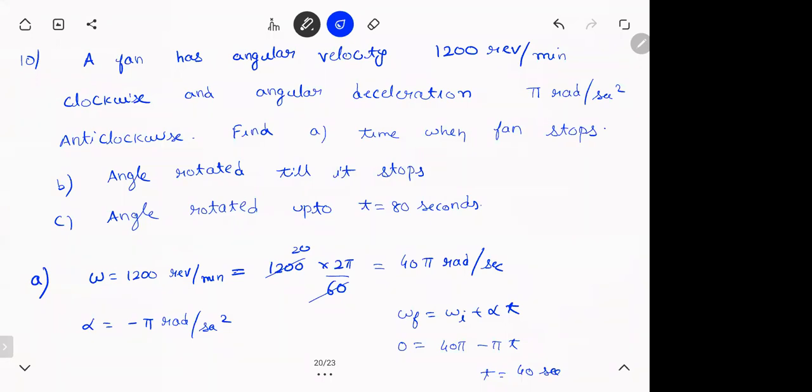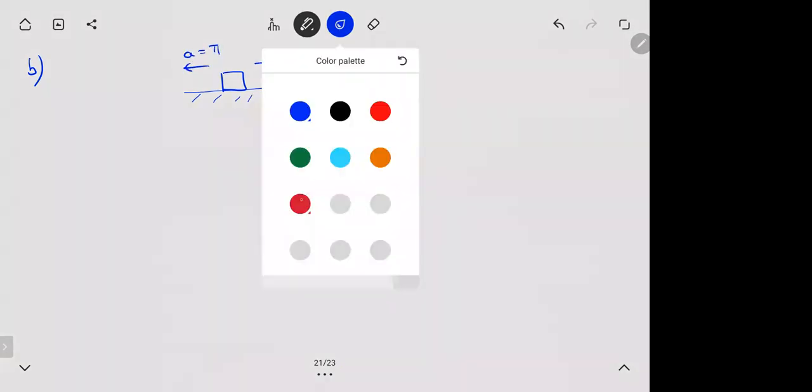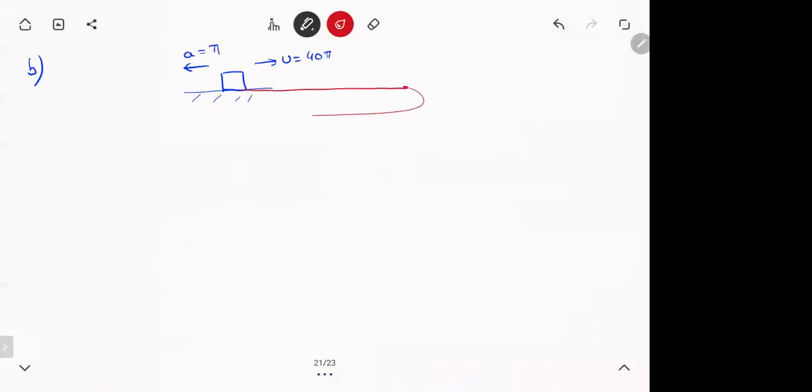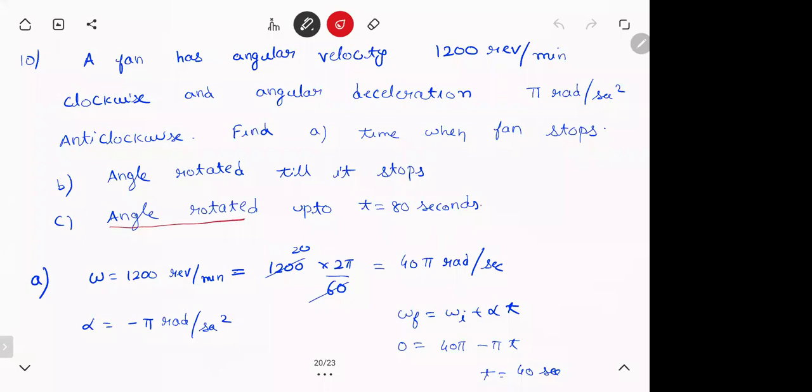Next one. See, you're asking when it stops, no? Now again, I could convert this directly into a problem like this. You have a car. Your initial speed is 40 pi. Acceleration is backward, pi. How will this thing travel? This will go front, stop, and turn back, no? So remember, whenever someone asks you angle rotated, this is similar to distance. Angular displacement is different, angle rotated is different. Remember that both are totally different.